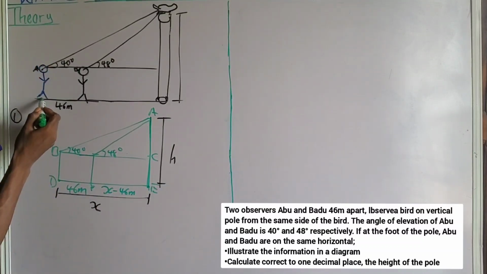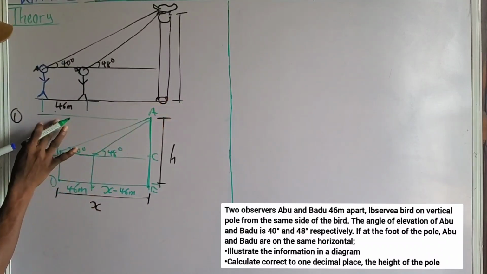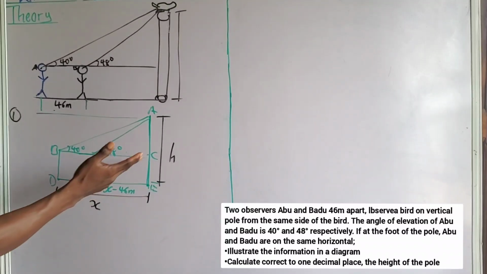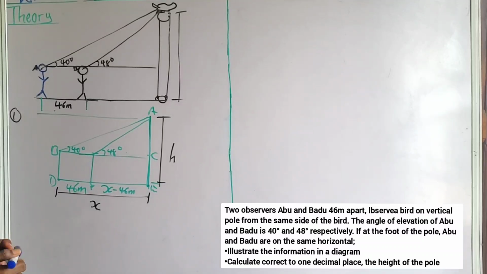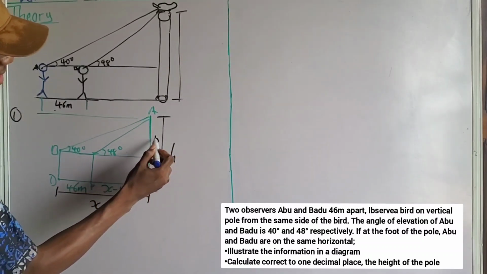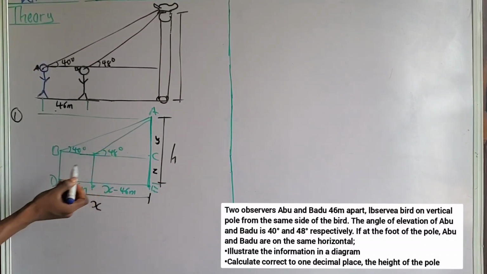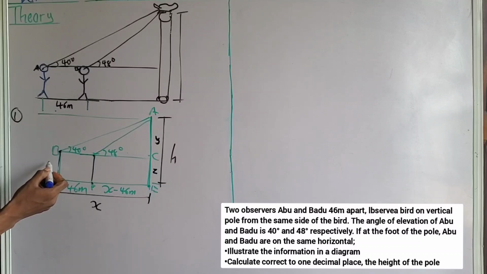Just like you are given that the distance between this point and this point is 46 meters, and we know the total length from this point to this point is X, so this will be X minus 46 meters. How can we calculate the height of the pole? Before we can, let us represent this as Y and this as Z. To get the height of the pole, you need the height of Abu and Badu. Let's say this is Z.